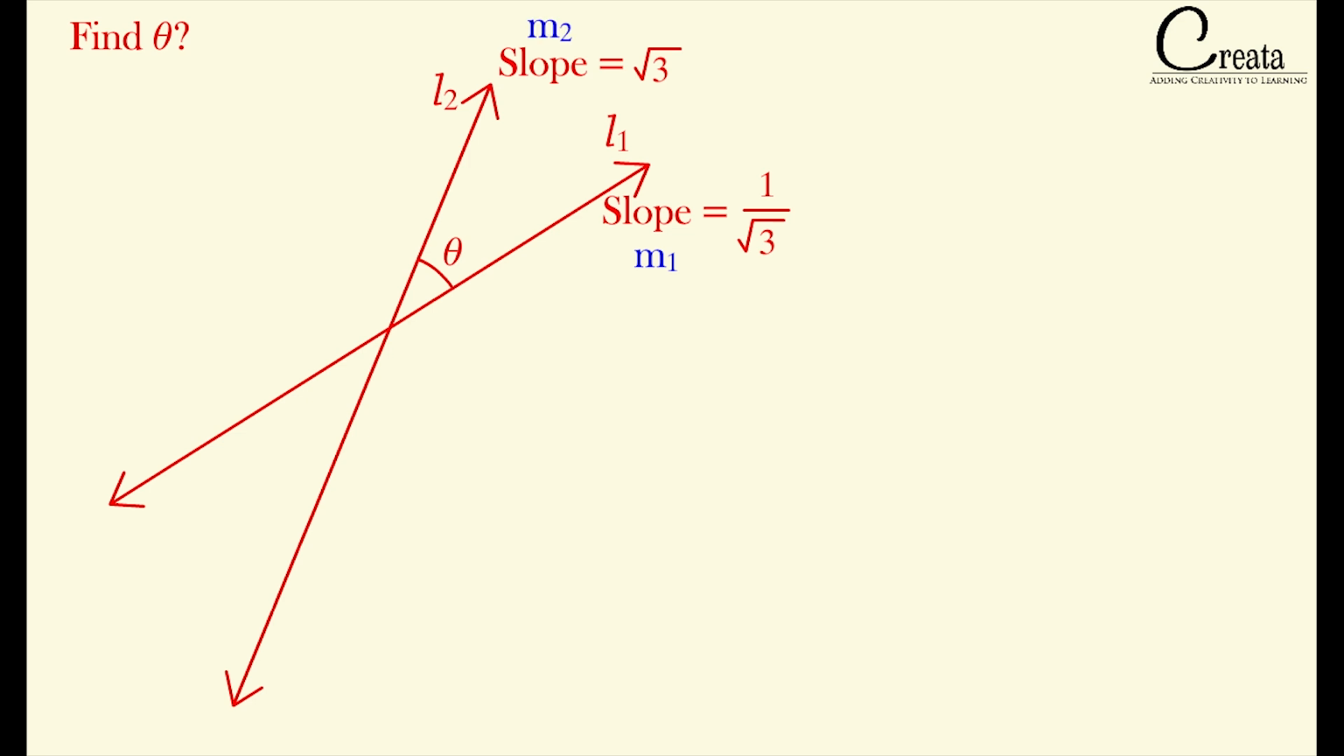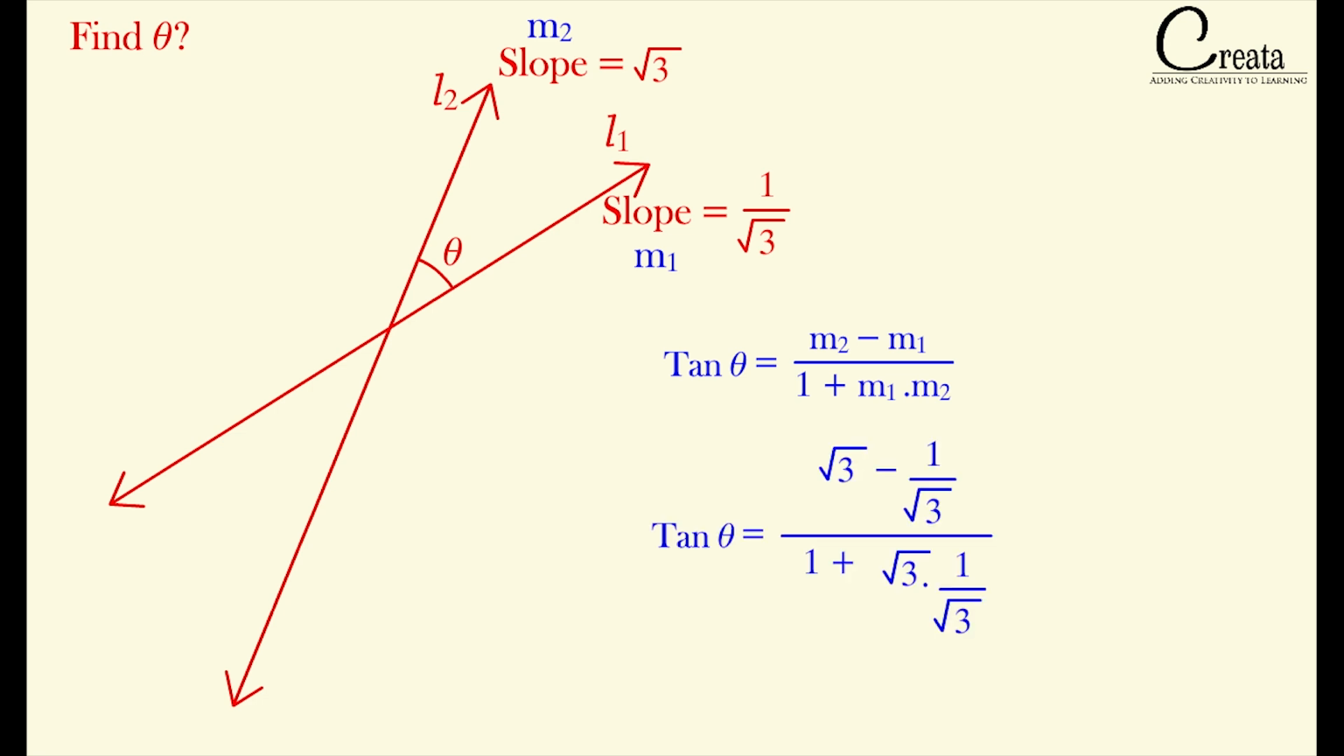So here m2 is equal to root 3. We got the value of m1 and m2. So let's calculate the angle between these two lines. We will use our formula, that is tan theta is equal to m2 minus m1 upon 1 plus m1 into m2. So let's put the value.